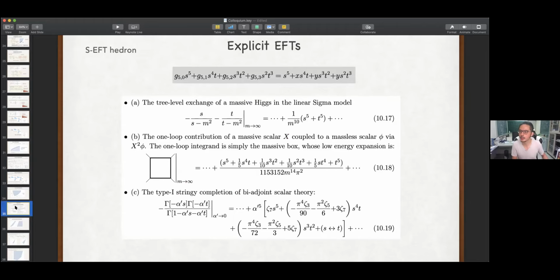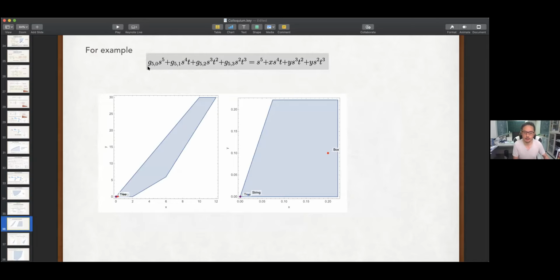Okay, so I think I'm running out of time, so I'm going to go slightly faster, and it's going to be more about the examples. For example, for the EFThedron, where you only have the S channel thresholds, we can present, for example, the Higgs exchange, where you have a massive box, or you even have type one string theory. All of these give you Wilson coefficients, and we can consider the ratios of these Wilson coefficients and see where they sit in the EFT. So if, for example, on the five derivative coupling, I've just carved out a particular space, and you can see that most of these theories are actually sitting at the corner of the allowed region in the EFT. And I will comment on that more very soon.